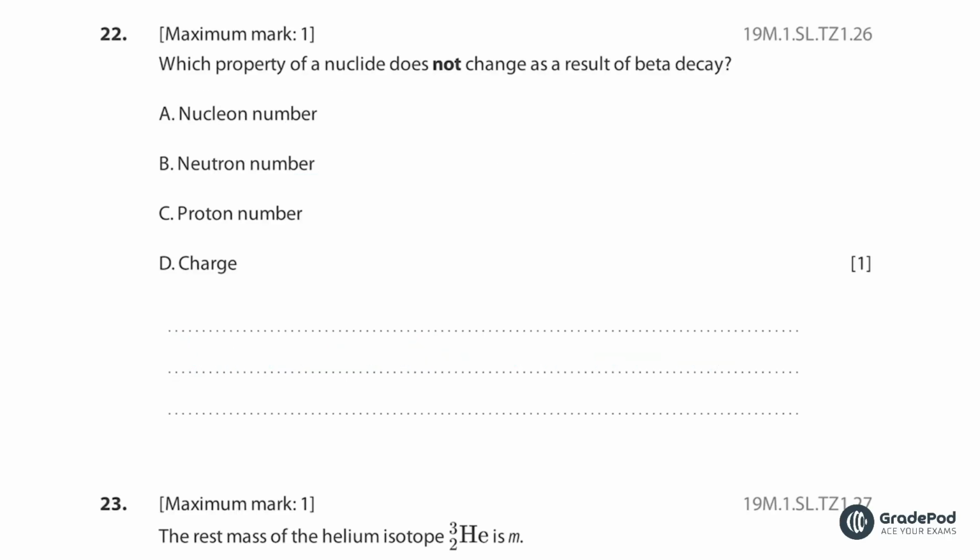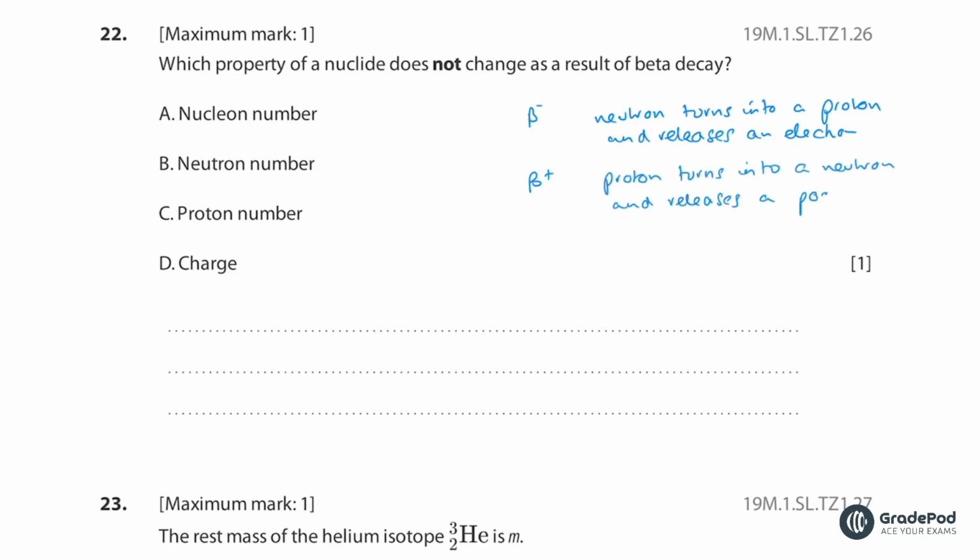Question 22. Which property of a nuclide does not change as a result of beta decay? You'll remember for beta minus, a neutron turns into a proton and releases an electron. For beta plus, a proton turns into a neutron and releases a positron. Either way, that's a neutron and it turns into a proton. That's a proton and turns into a neutron. There's the same amount of nucleons. So the nucleon number doesn't change.